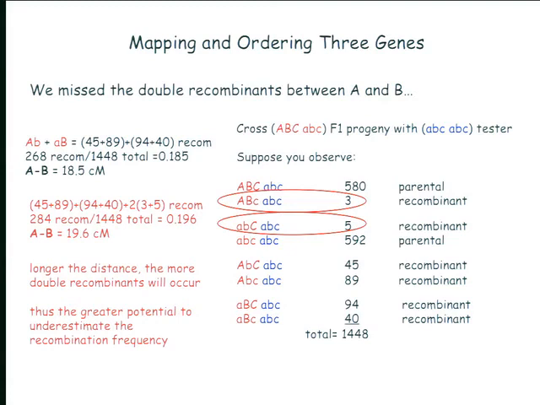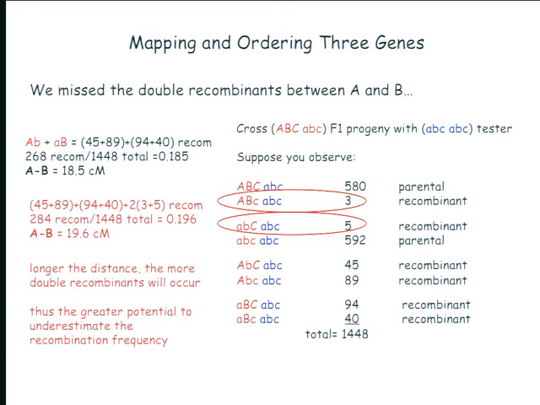So we go back to our A and B calculation. And we've got 45 plus 89 for that combination, 94 and 40 for that combination, plus our double recombinants, 3 plus 5. But remember, we're measuring every recombination event. So 3 plus 5 is one recombination event in each of those individuals. But there were double recombinants, so there were two recombination events in each of those 8 individuals. So it's a total of 16 recombinant events that we're adding. Okay, is everybody clear on how we got that?